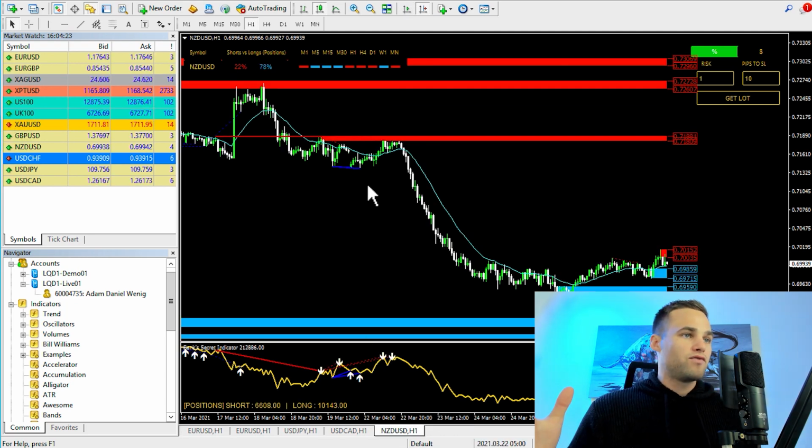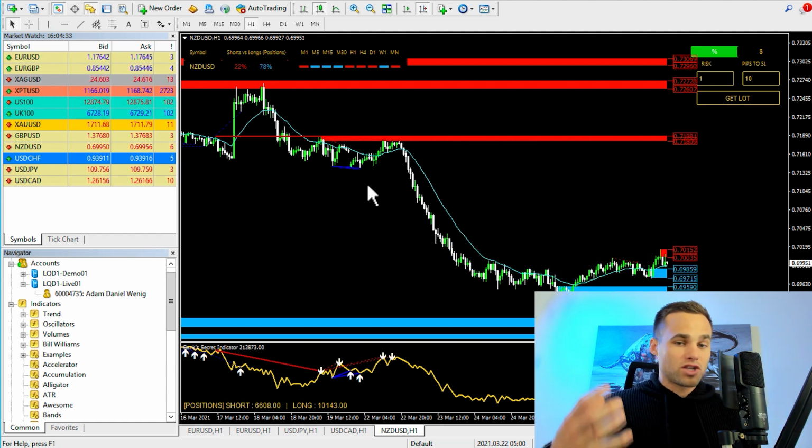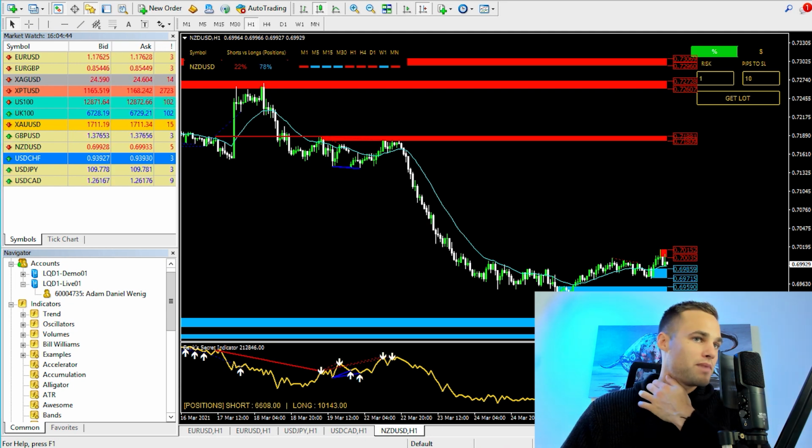Now, this may look confusing to you. This is a price action trading indicator that we built. It's called the Bank Secret Indicator. You may have heard me talk about it before. You don't need to use this, but it's just going to make your life a lot easier. And basically, it's going to take price action trading patterns and strategies, and put them into an indicator, just to make it easier for you and save you time.